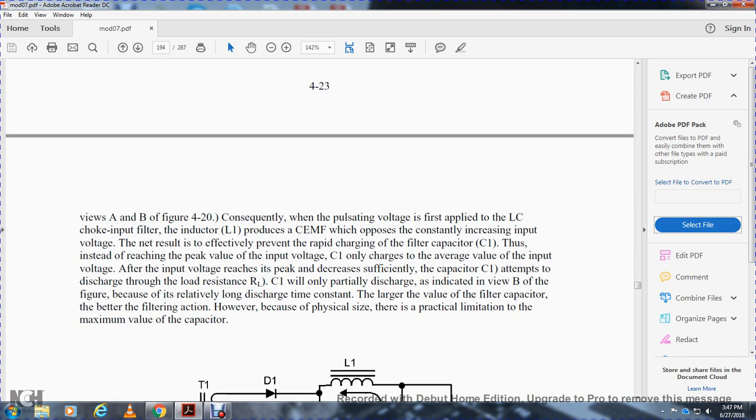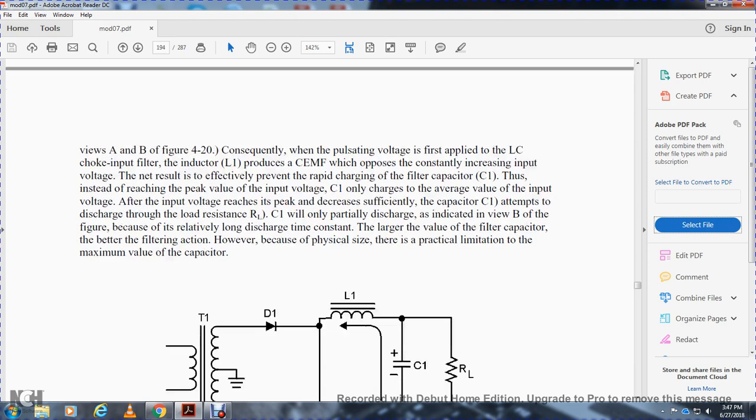Instead of reaching the peak value of the input voltage, the capacitor only charges to the average value of the input voltage. When the input voltage reaches its peak and then falls, capacitor C1 attempts to discharge through the load resistance. Capacitor C1 will only partially discharge, as illustrated in view B of the figure, because of the relatively large load resistance, the long discharge time, and the large value of the filter capacitor, giving better filtering action. However, the physical size of the capacitor practically limits its maximum value.